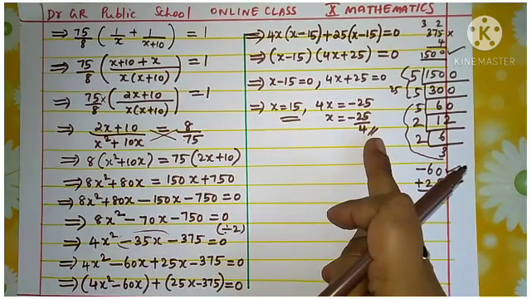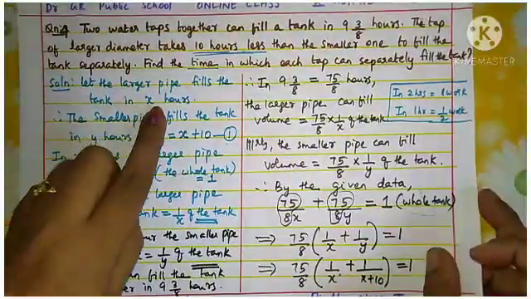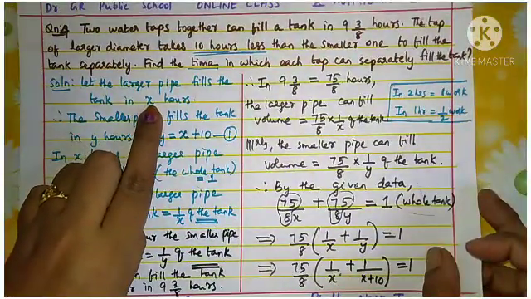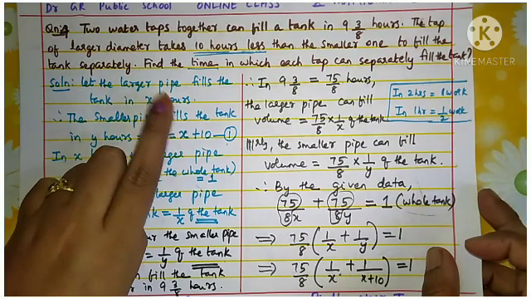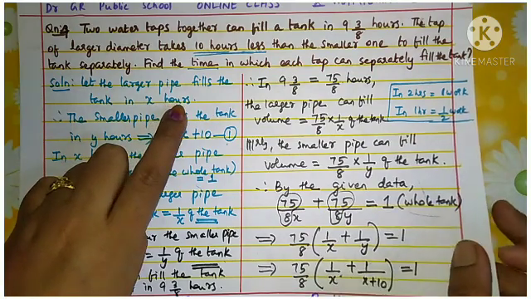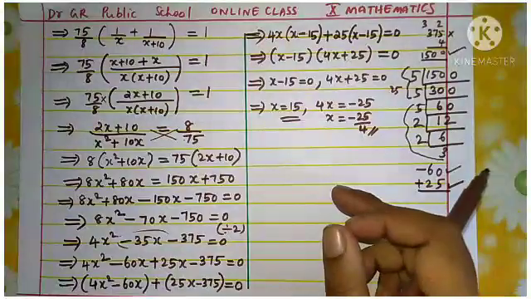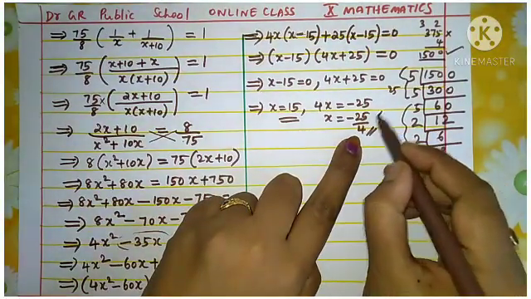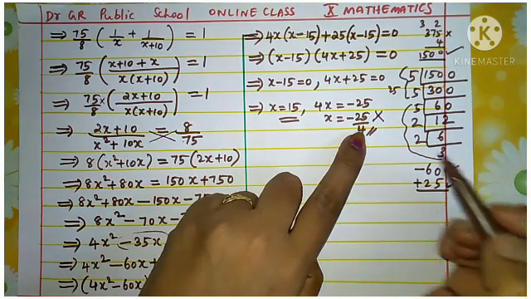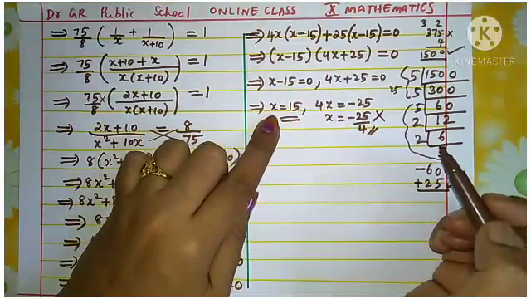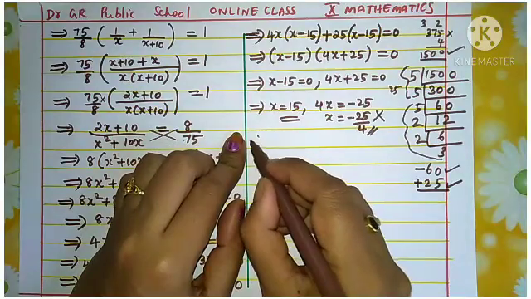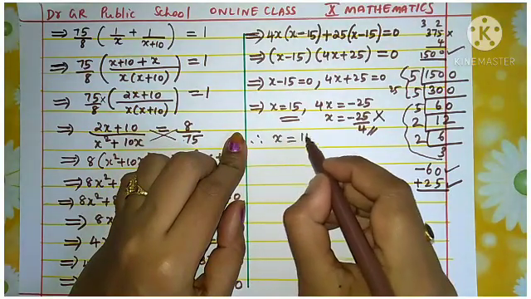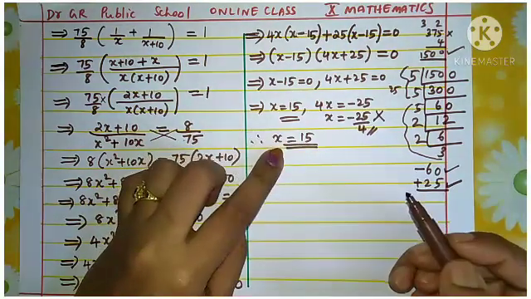What is our x, children? What we have taken x here, the x is hours. Okay, the x we have taken is the time taken, in hours, and it is impossible that the time can come negative. Okay, so this is impossible, so we are only considering the value x equal to 15. So therefore x is equal to 15 is the possibility.